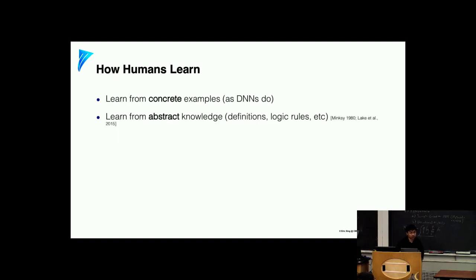And in comparison, how do humans learn? Humans learn from concrete examples as deep neural networks do, right? But also, we learn from abstract knowledge. For example, we can learn from explicit definitions of a concept, and we can also learn from logical rules, right?